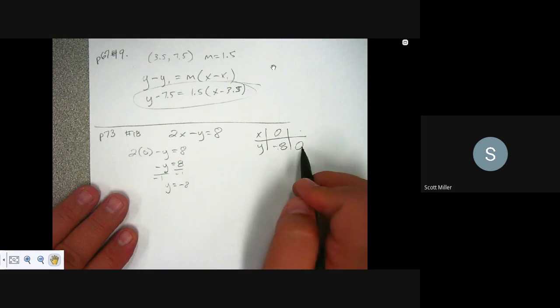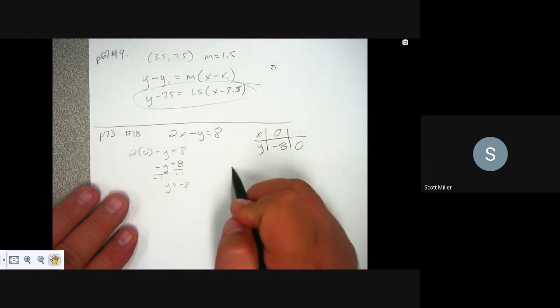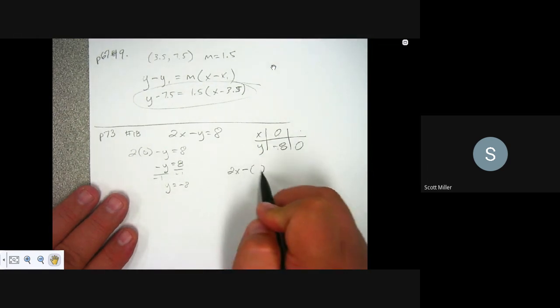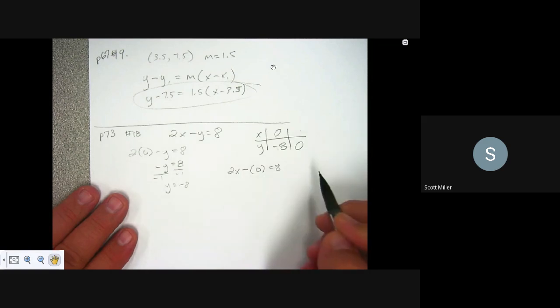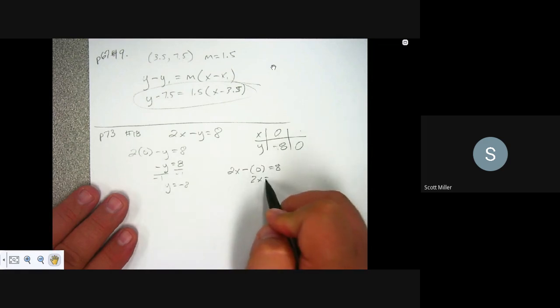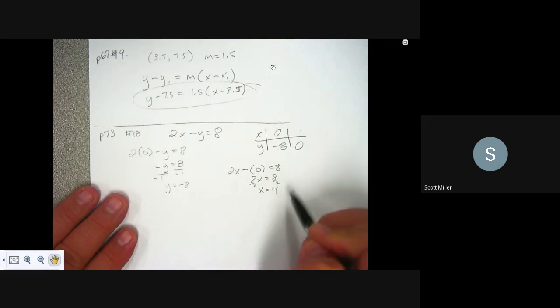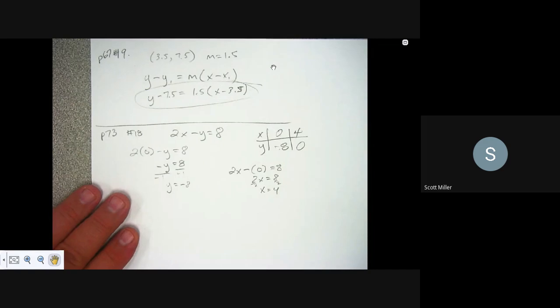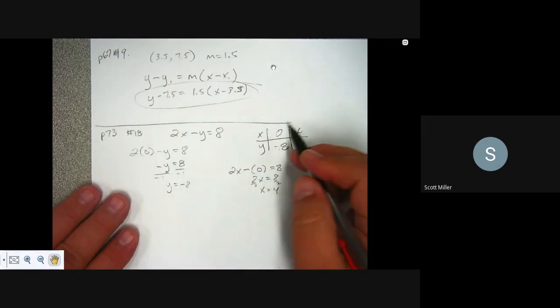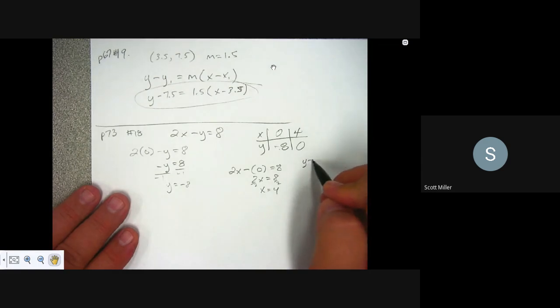To find the x-intercept, do the same thing, just plug in 0 for y. 2 times x minus 0 equals 8. So 2 times x equals 8. So what number times 2 is 8? You can divide both sides by 2 and you get 4. And that is your x-intercept. So the y-intercept is the point 0, negative 8. The x-intercept is the point 4, 0.